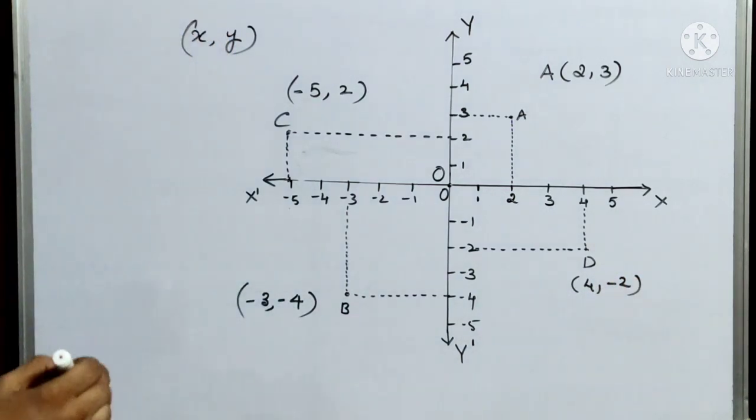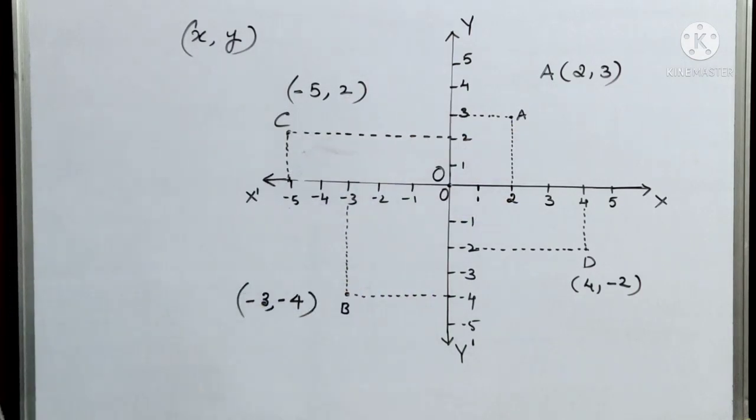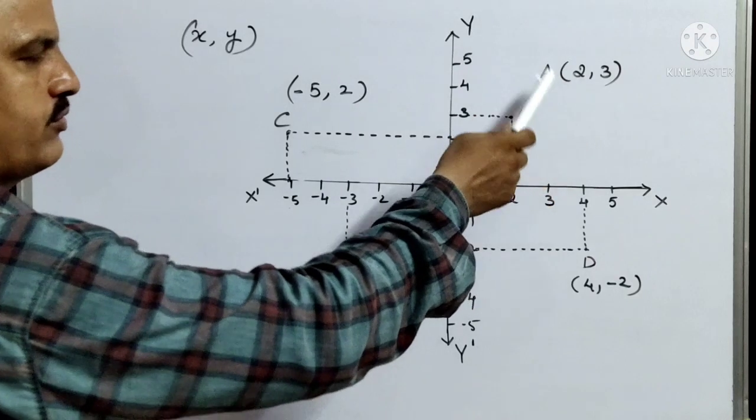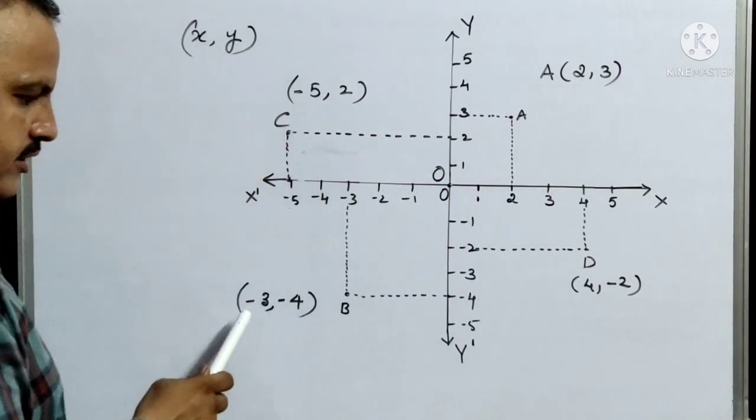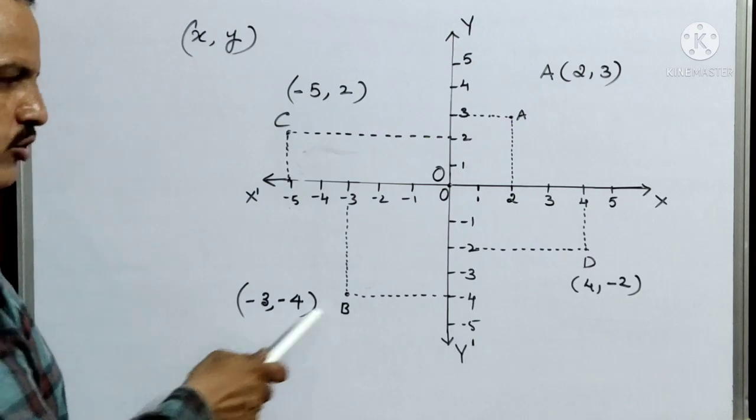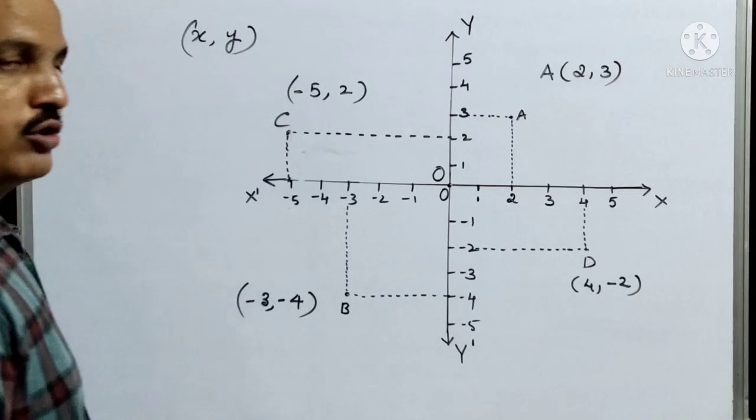And you observe one thing, children: without knowingly we did all 4 quadrants. See here, both positive, first quadrant. One is minus, one is positive, second quadrant. Both are minus, third quadrant. x is positive, y is negative, so fourth quadrant.